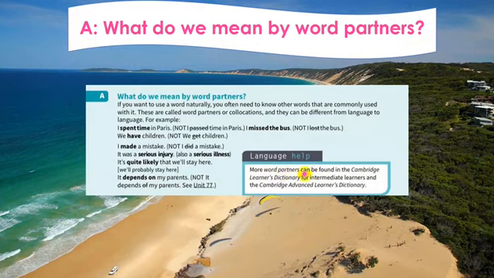More word partners can be found in the Cambridge Learners Dictionary for Intermediate Learners and the Cambridge Advanced Learners Dictionary, no?